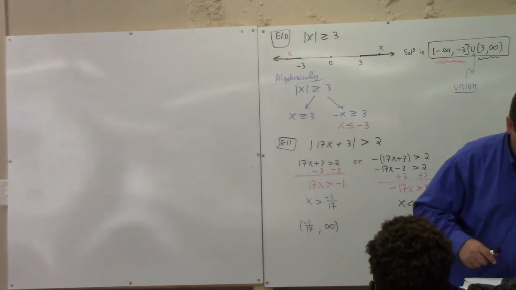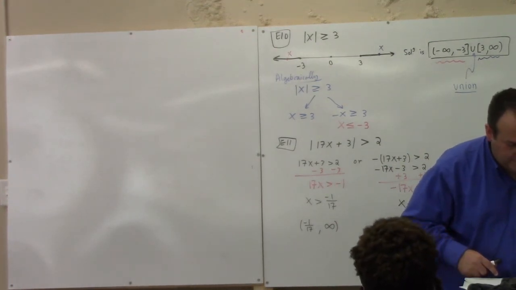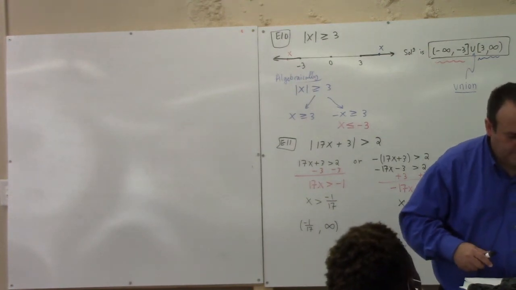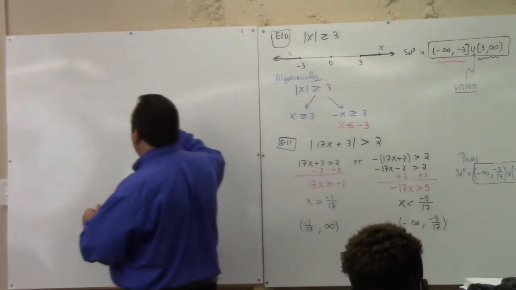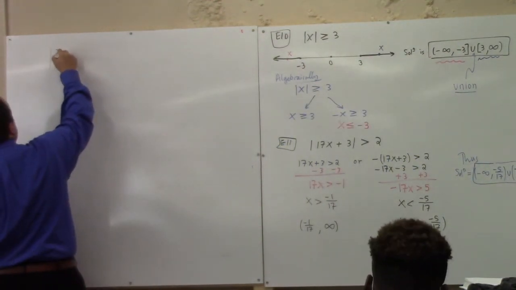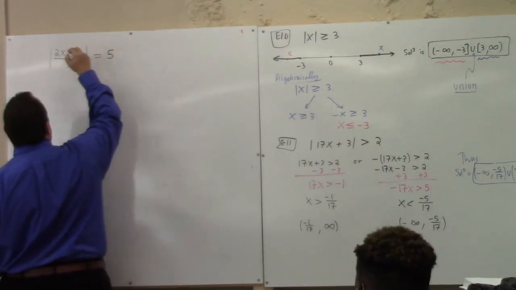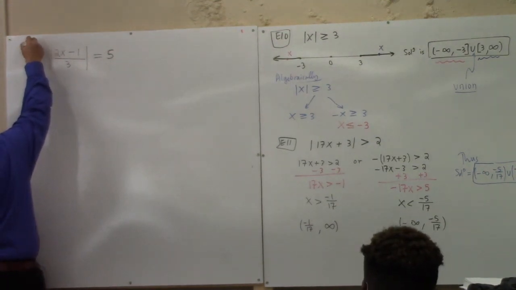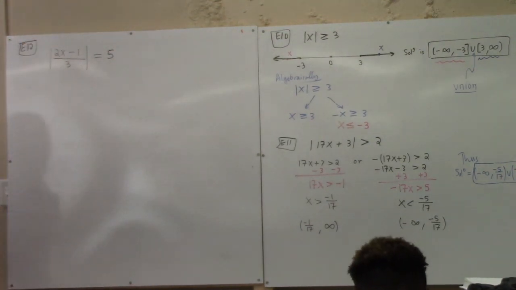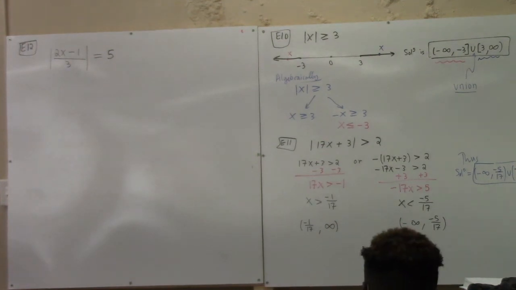Let's see here. So one I noticed in the homework looks a little bit different than what we've looked at was, absolute value of 2x minus 1 over 3 equals 5. And there's also inequalities that are kind of like this. Someone try to hit one of those after this, and I think that'll probably be it for today. How do you solve this? What do you do?